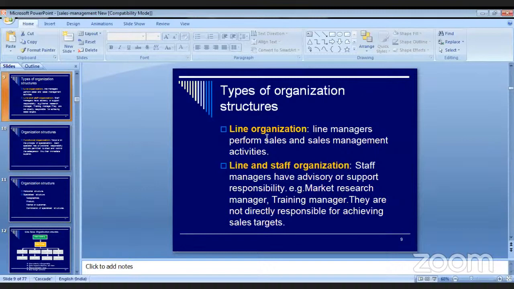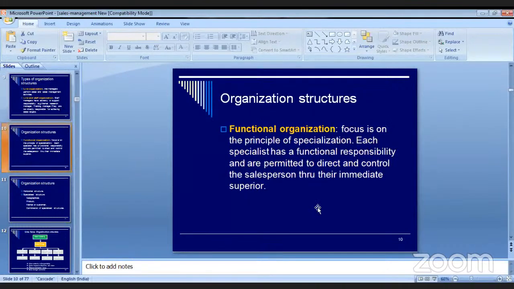Matrix structure, project structure, functional structure. Normally what happens in case of marketing, we generally use functional structure. This line organization, line staff organization is not more applicable in case of sales. Normally functional structure organization is implemented. A marketing department has different units, so you can follow this pattern. Functional pattern is normally used in the case of marketing.